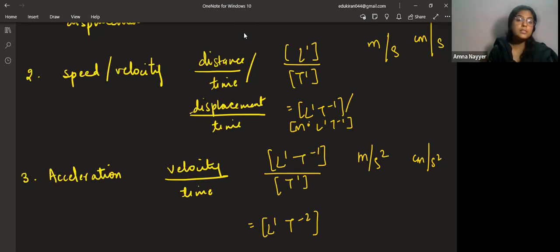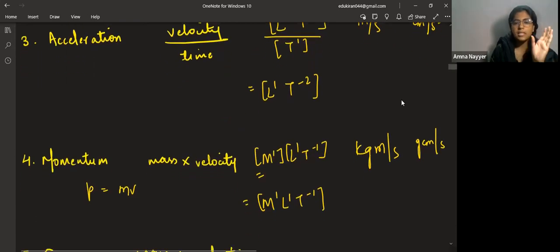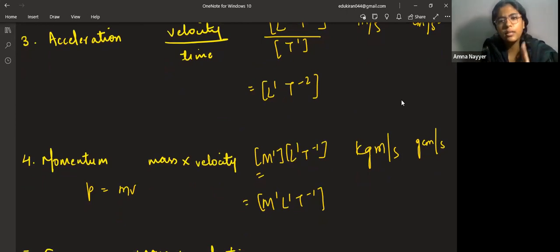Suppose we discussed one more quantity, momentum. Momentum was mass multiplied by velocity. So what did we do? Mass is M1, velocity is L to the power 1, T to the power -1. We are just multiplying these quantities. So M1 L1 T to the power -1. That's it.